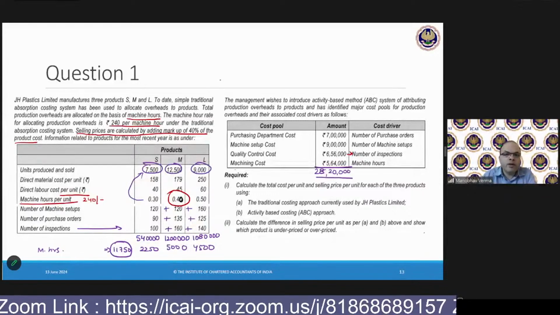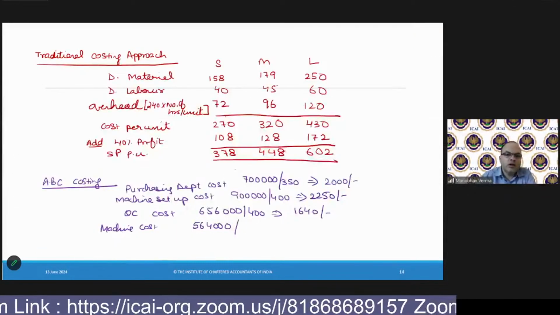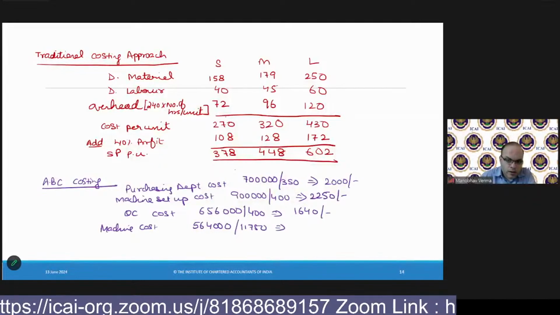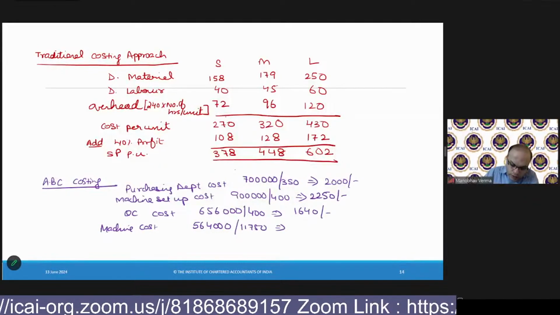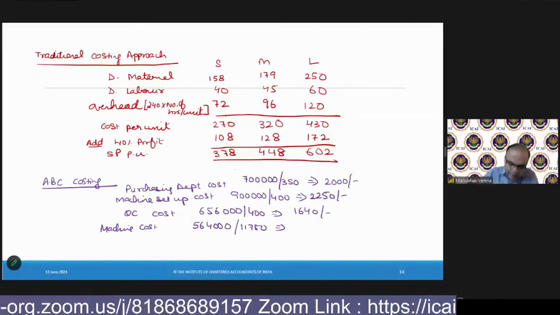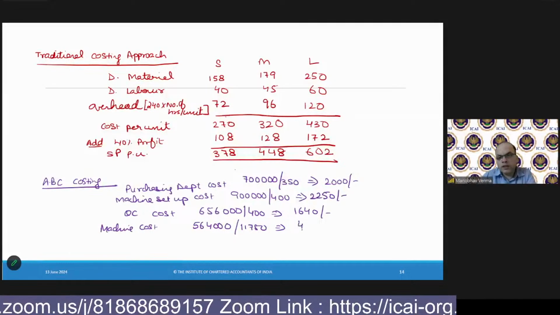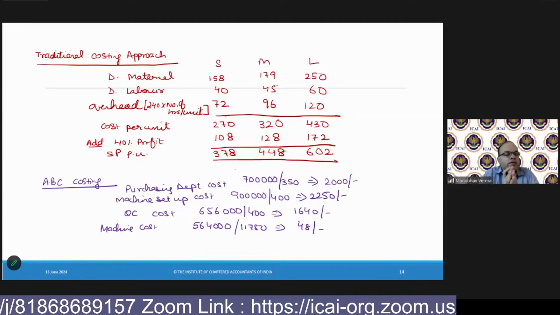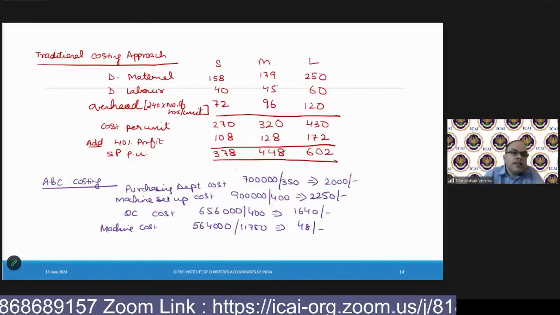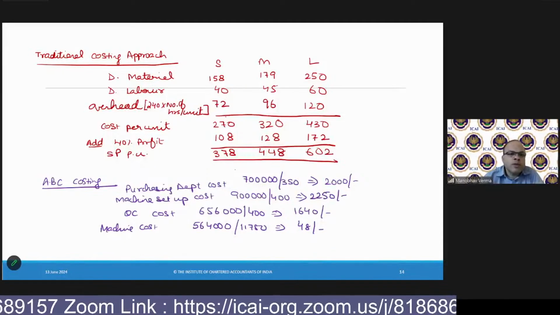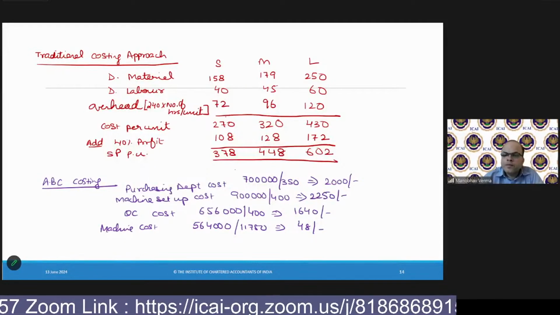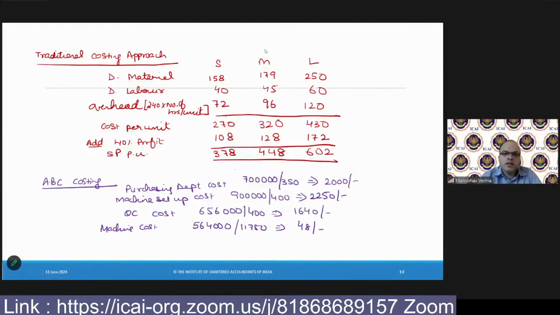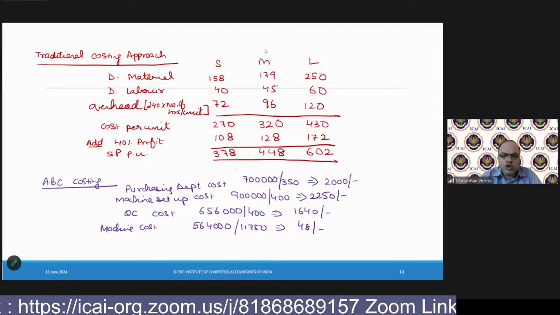So 11,750, and we look at 564. That means 564,000 divided by 11,750. We're getting 48 per hour. Very nice. So we got the drivers, we got the rate per driver, and then we can jump into the ABC costing approach, I guess. I'm sure you guys are fine with that approach.